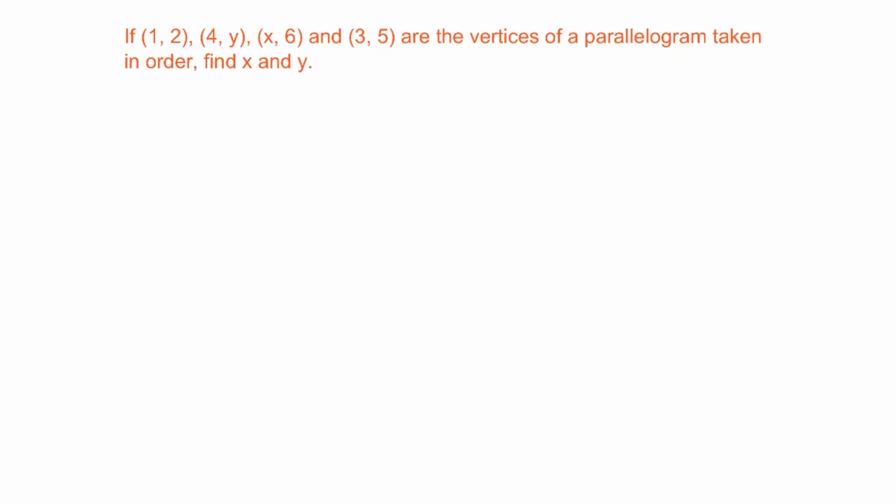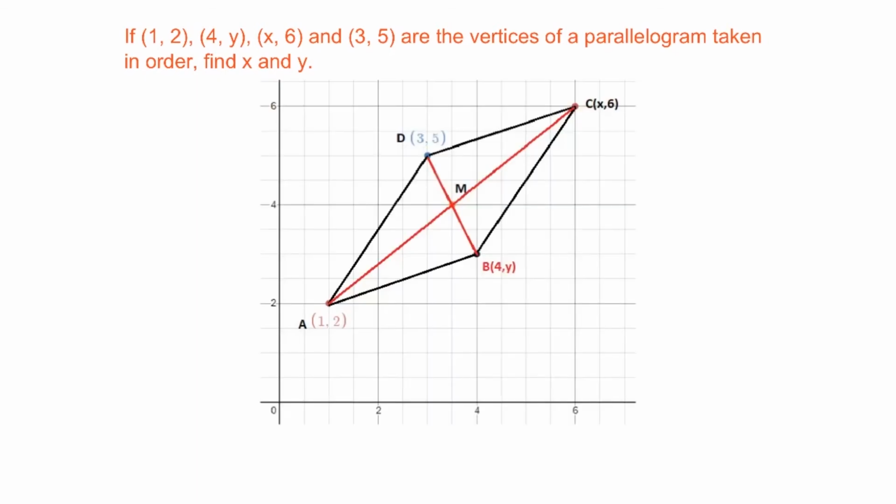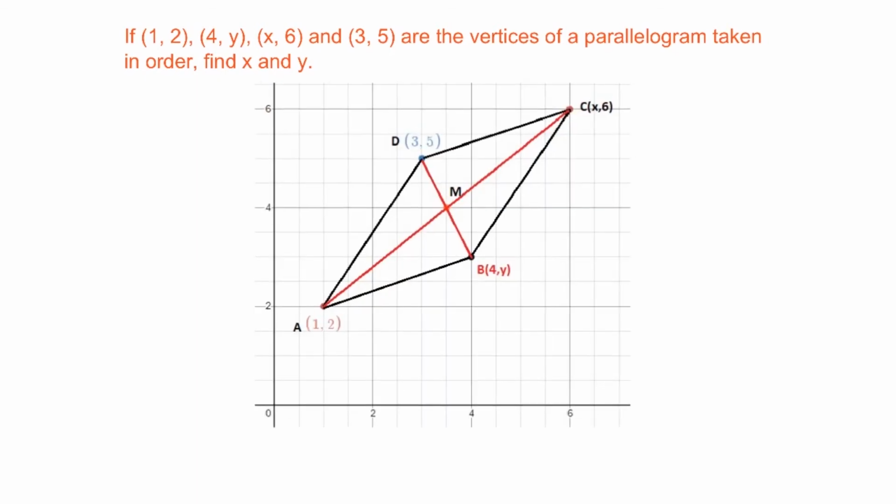If (1, 2), (4, y), (x, 6) and (3, 5) are the vertices of a parallelogram taken in order, find the value of x and y. Let us understand this using a graph first, then we can solve this. These are the vertices A, B, C and D. Here it is given that these are the vertices of a parallelogram and we have to find the value of y and x from the points B and C.